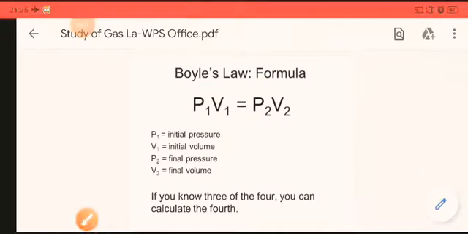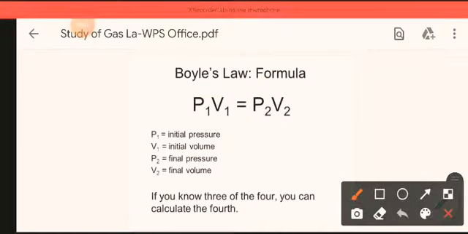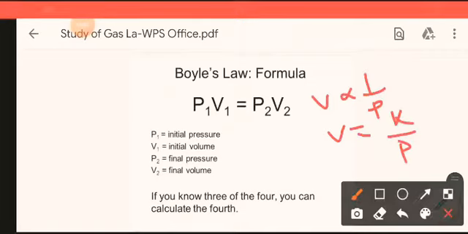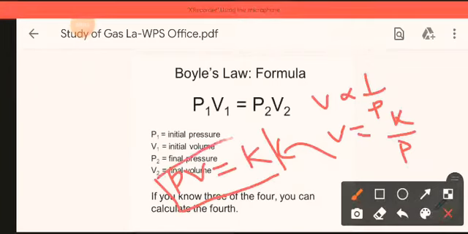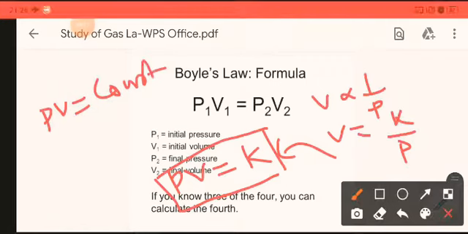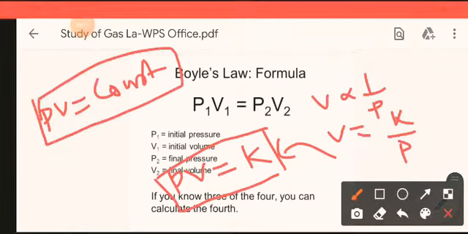There is another expression of Boyle's law. In the last slide I derived the formula: V is inversely proportional to P, that means V is equal to K by P. So we can write this as PV equals K. Since K is a proportionality constant, PV is equal to a constant. This is another mathematical expression of Boyle's law.